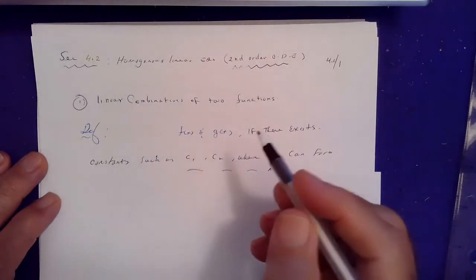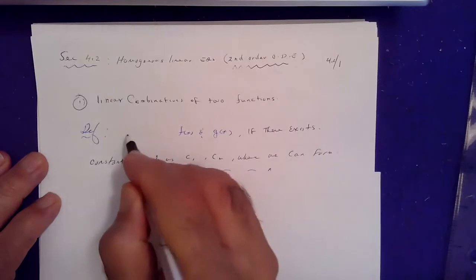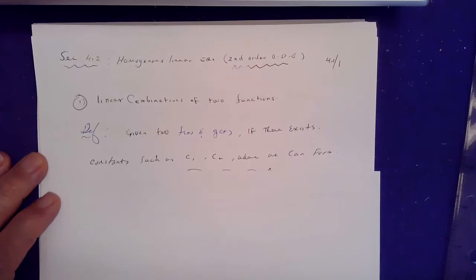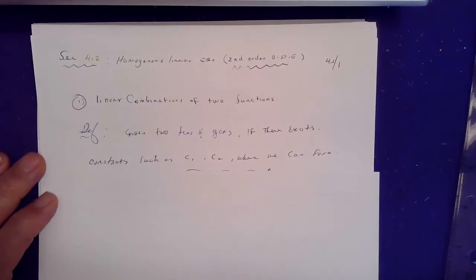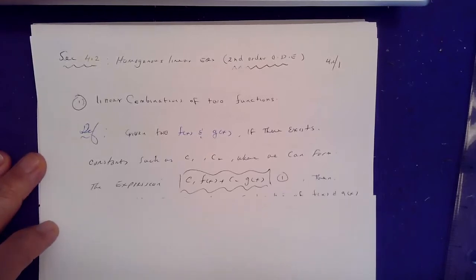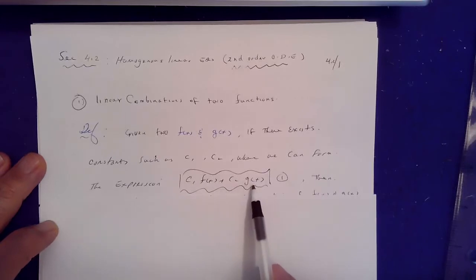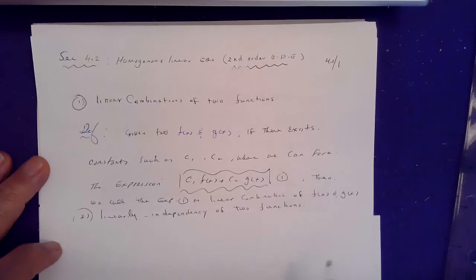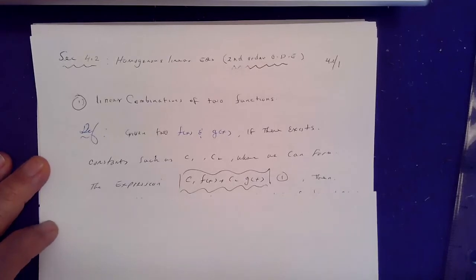given two functions, namely f of x and g of x, if there exist constants like c1, c2, where we can form this expression, c1 times f of x plus c2 times g of x, then we call the expression, c1 f of x plus c2 g of x, a linear combination of f of x and g of x.